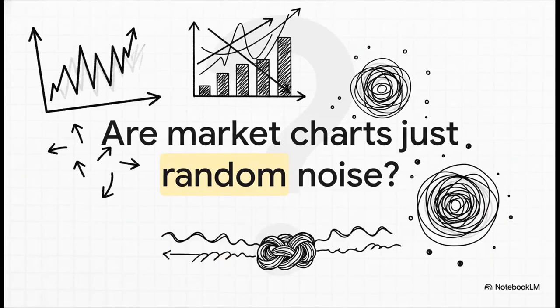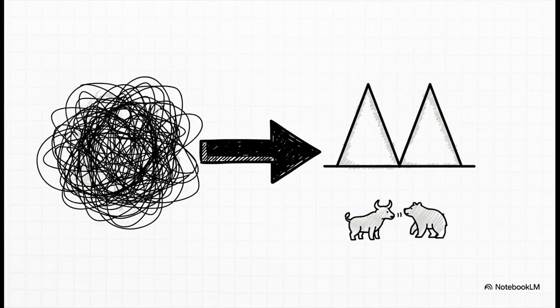And really, that's the big question, isn't it? Are these ups and downs we see on a chart totally random? Is it all just unpredictable market noise? A chaotic mess of buying and selling that has no rhyme or reason at all? Well, the other way to look at it is that these movements aren't random at all.